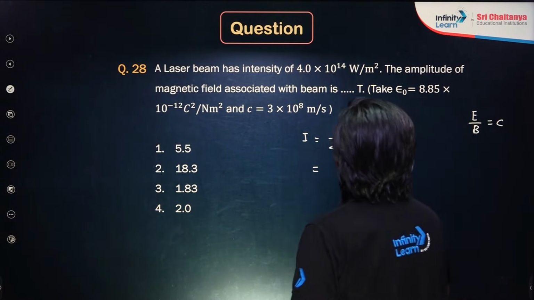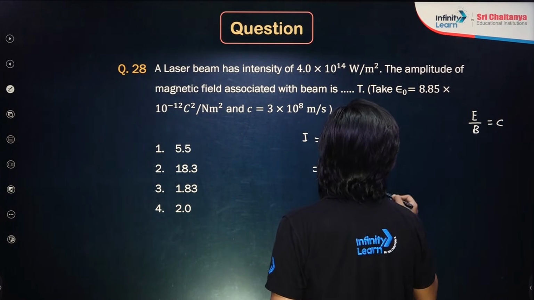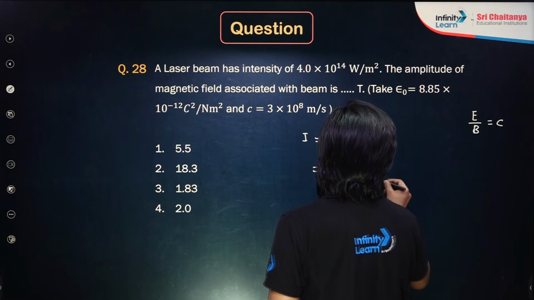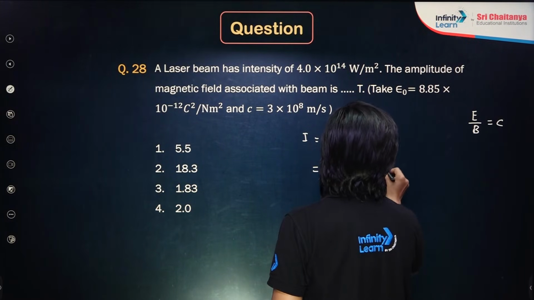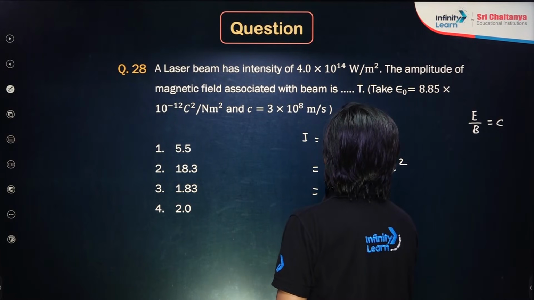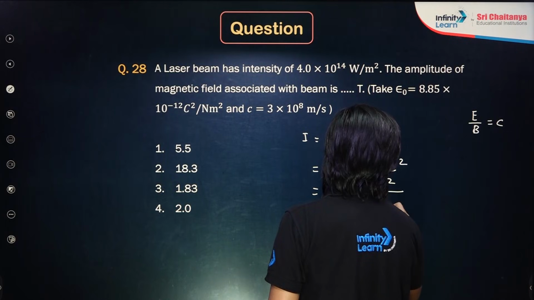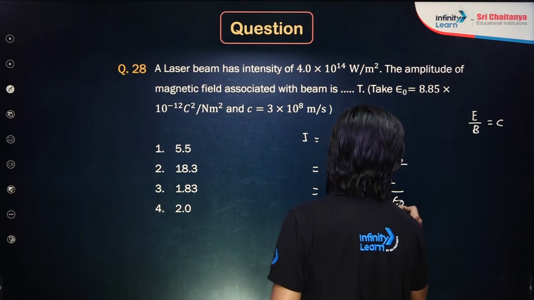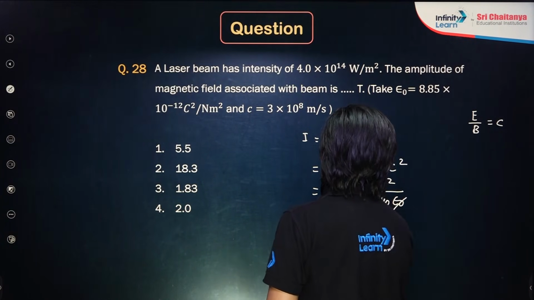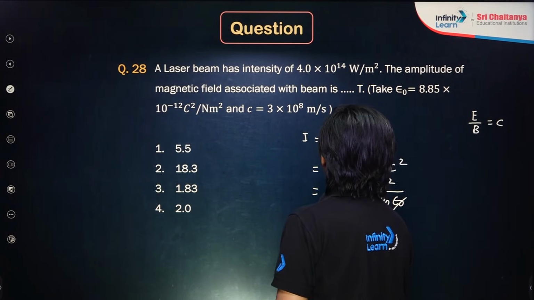Okay. So you can write 1 by 2 into C into epsilon naught. In place of E, you can write that BC. So B square C square. That C square is, okay, so you can have 1 by 2 into C into epsilon naught into B square divided by mu naught epsilon naught. So B square into C divided by 2 mu naught. Okay, that will be the intensity.